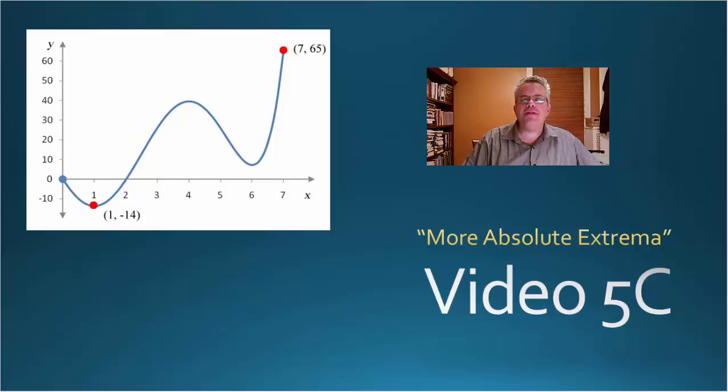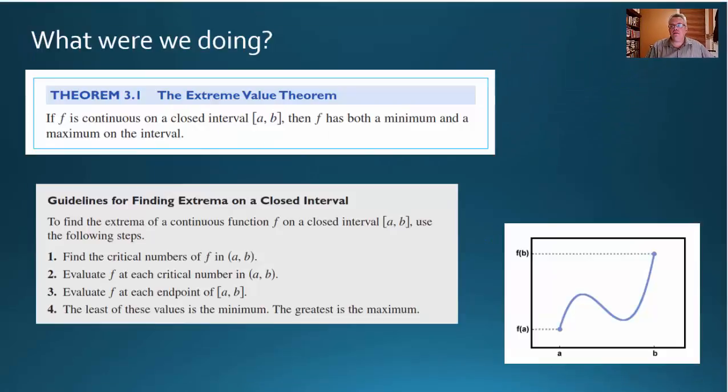Welcome to video 5C. In this video, we're going to do more examples of finding absolute maxima and minima. If you recall, if a function is continuous on a closed interval, like this one here, so it includes its endpoints, it's guaranteed to have an absolute maximum and minimum somewhere.